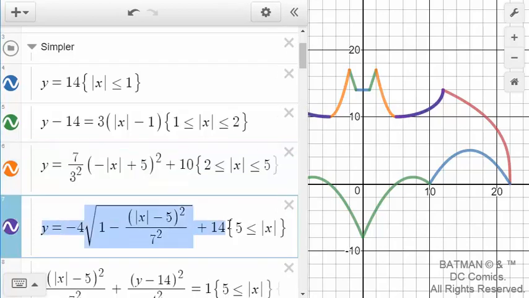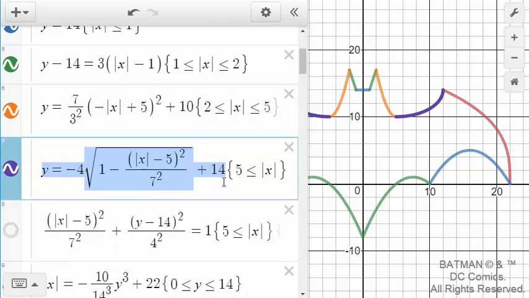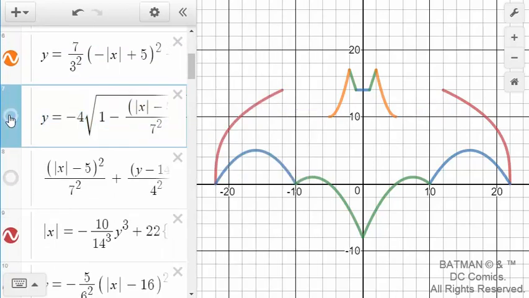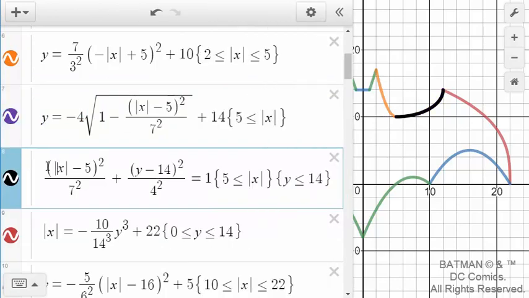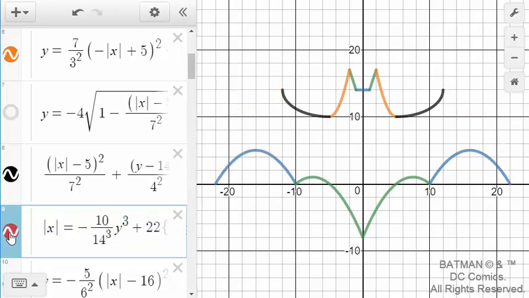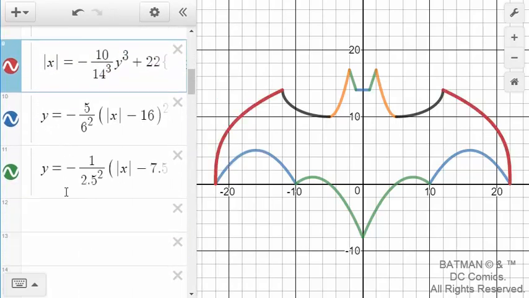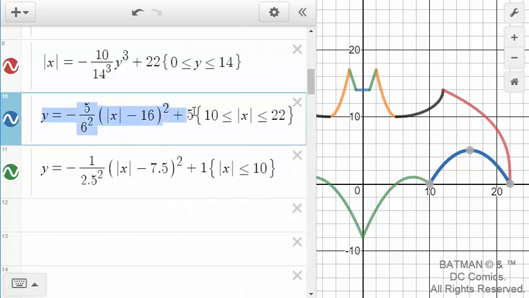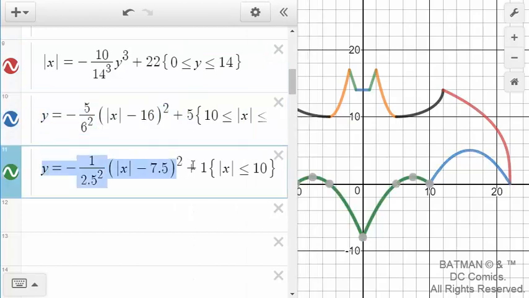This equation, written explicitly, graphs a portion of an ellipse. That's this curve here. If you prefer to write the ellipse equation implicitly, if this format looks more familiar to you, go ahead and write it this way. That's fine. Here we have the equation for a cubic graph. Notice it's a transformation of x equals y cubed, not the more familiar y equals x cubed. That's this curve here. And finally, we have a couple more parabolas whose quadratic functions are written in vertex form.